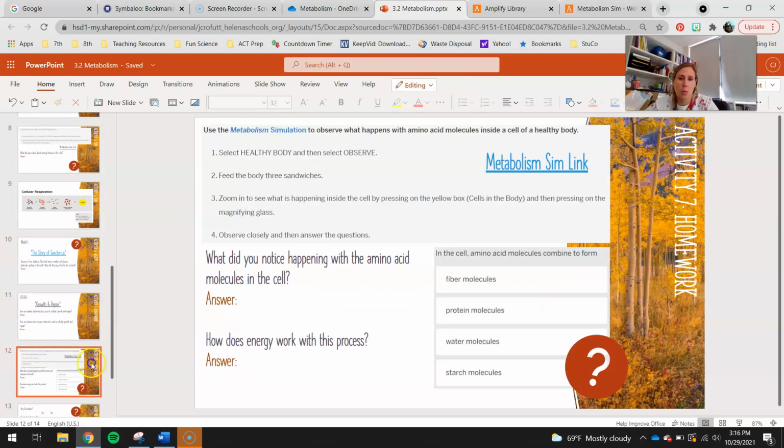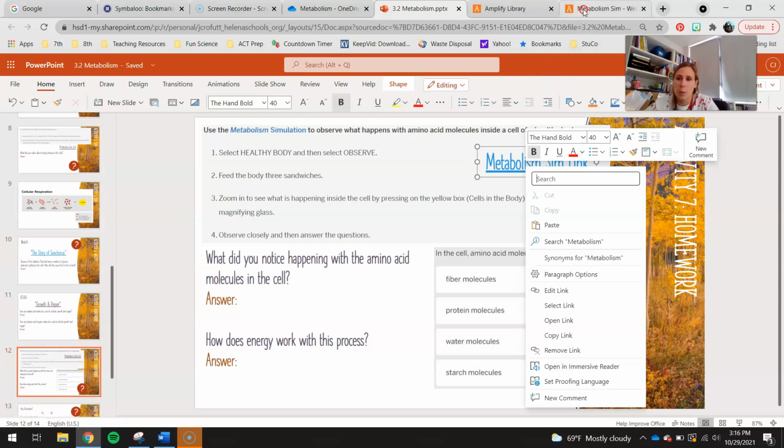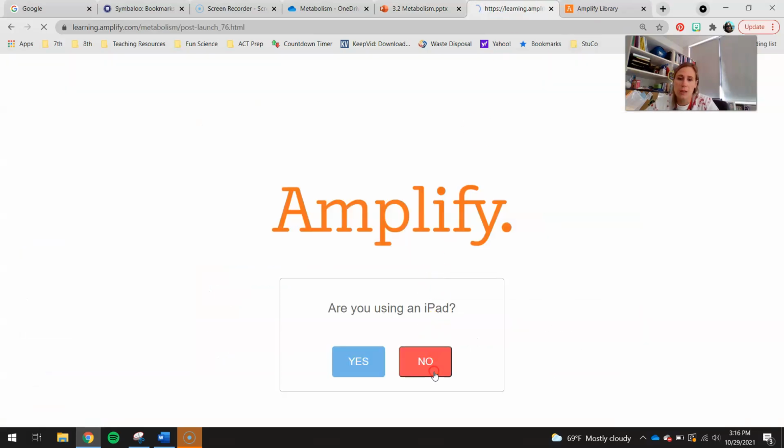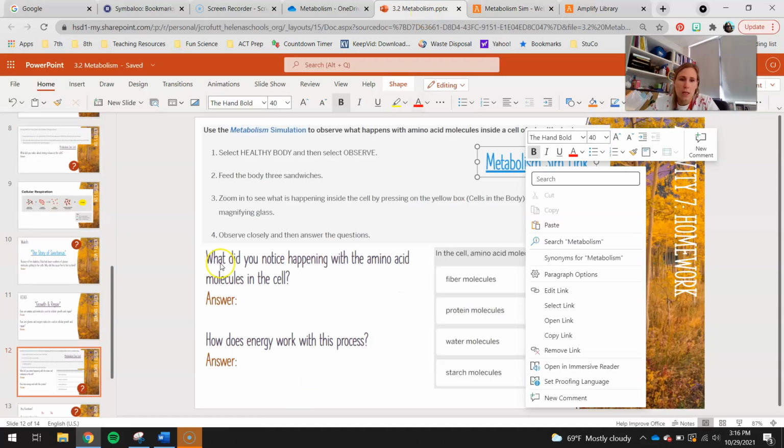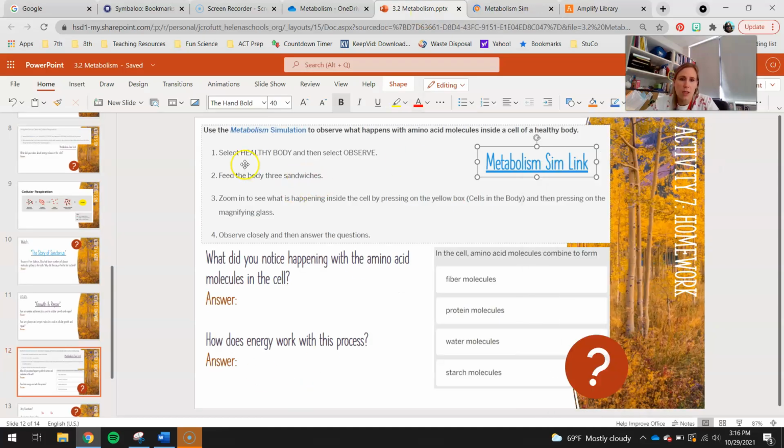The second part of your guys' homework is a little look at growth and repair in the simulation. So again, you guys will open up the simulation. Are you using an iPad? No. Here's your guys' instructions for this. You guys are going to healthy body and then observe. You're going to feed the body 3 Sammies. And then you're going to zoom in to see what is happening inside the cell by pressing on the yellow box and then pressing on the magnifying glass, and then observe closely and answer the questions.